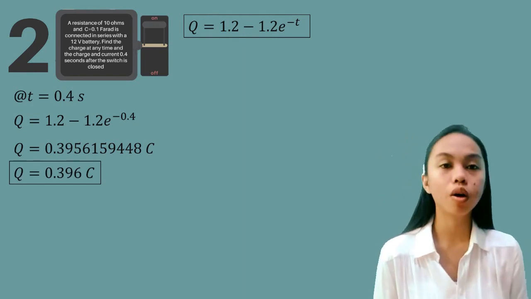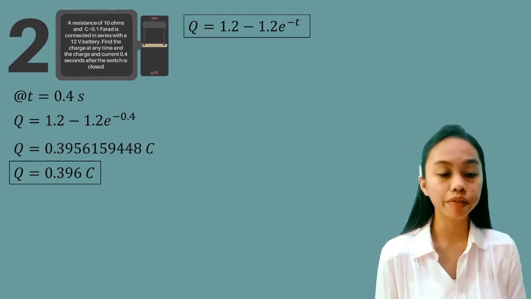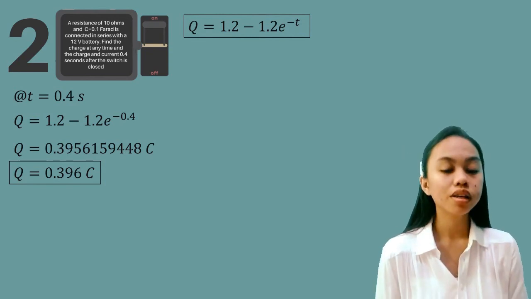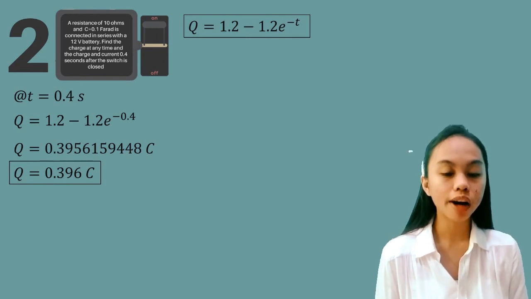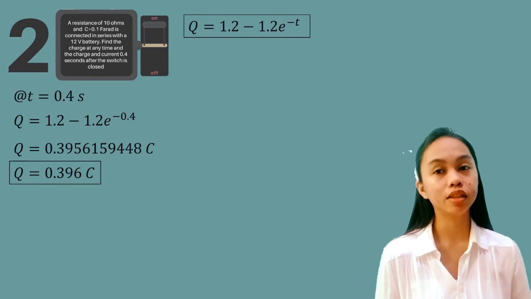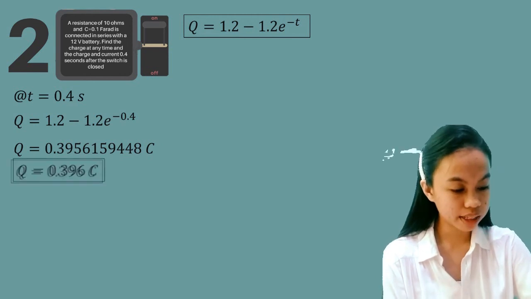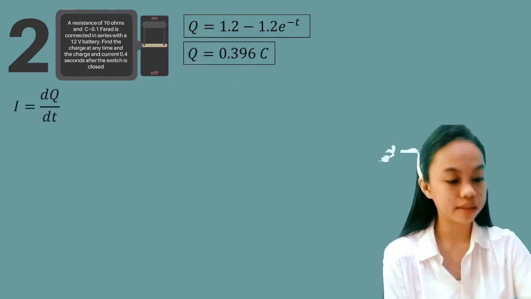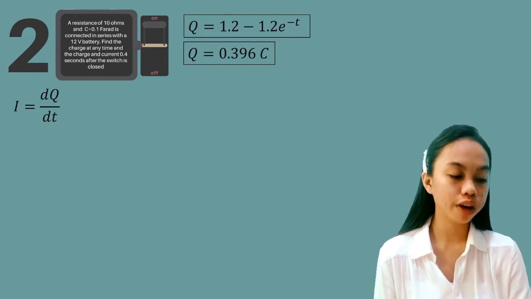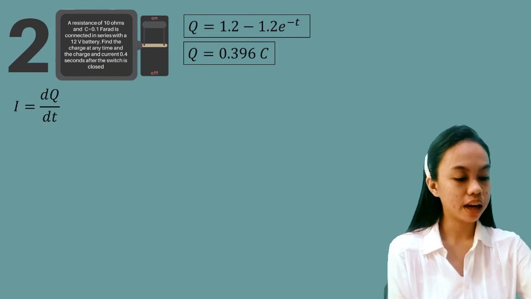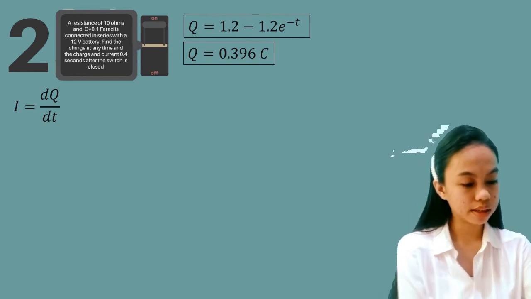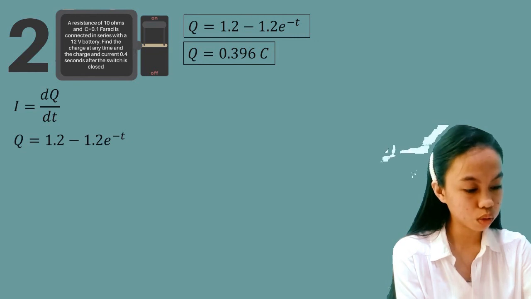So the next thing we are going to find is the current 0.4 seconds after the switch is closed. So from our formula, R dq over dt plus q over c is equal to E, we can solve for the current. So we know that the current I is equal to dq over dt. This is the formula of current in RC circuits. And our q is 1.2 minus 1.2 e raised to the power of negative t.